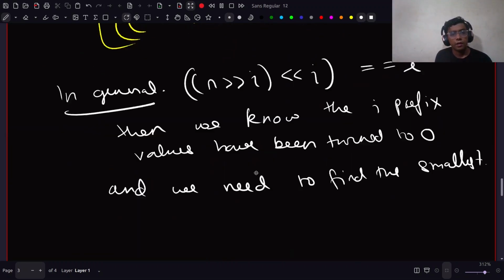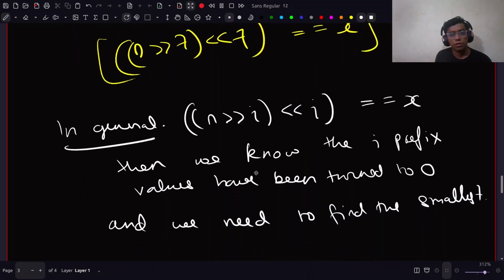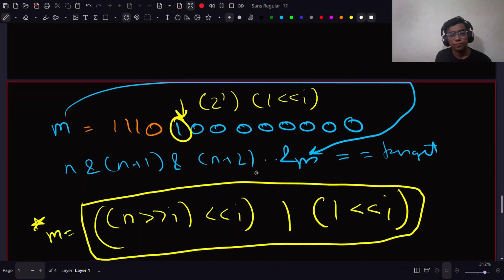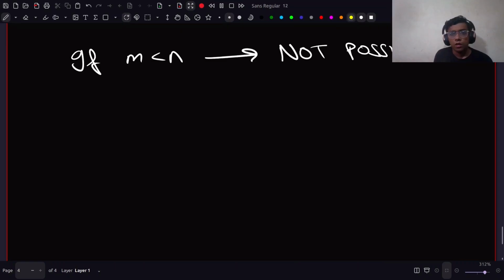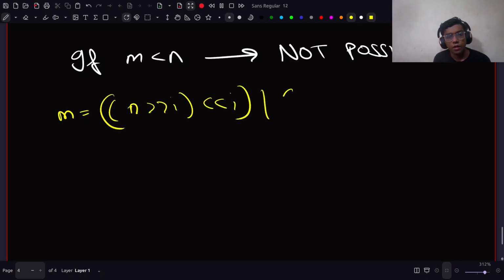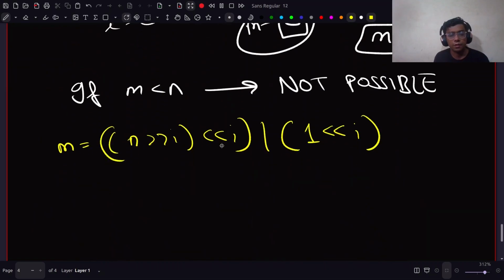And what is m? M is defined to be this value over here, right? N right shifted by I, left shifted by I, or 1 left shifted by I. So M is equal to N right shifted by I, left shifted by I. So basically we're erasing those zeros, and then the next one we are turning it on, right? So if this number is lesser than n, then it's obviously not possible. Otherwise, it is possible, and this is the m, right?